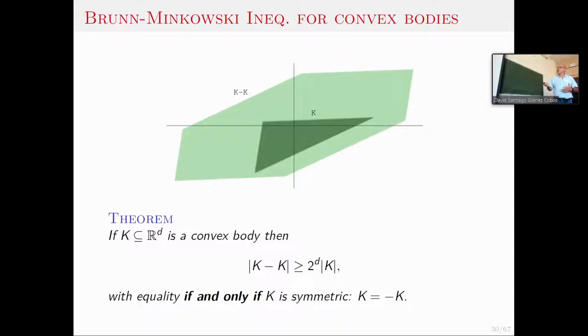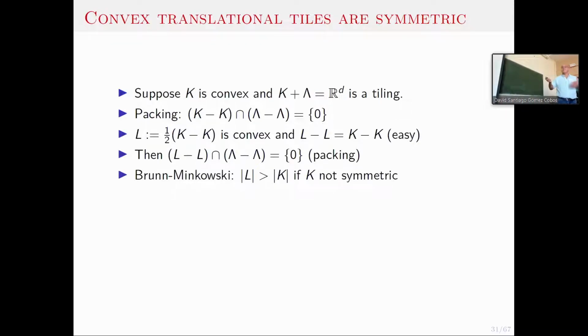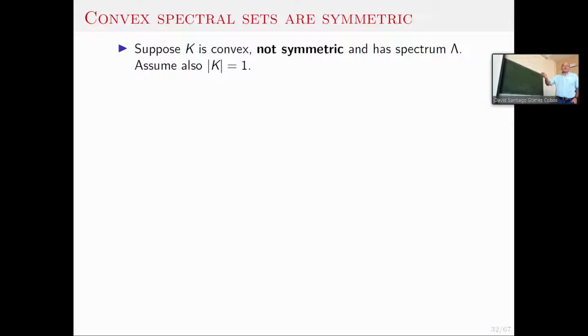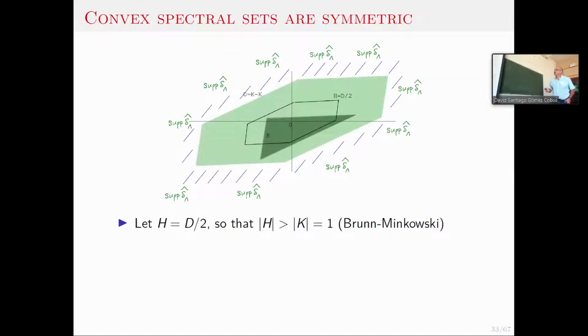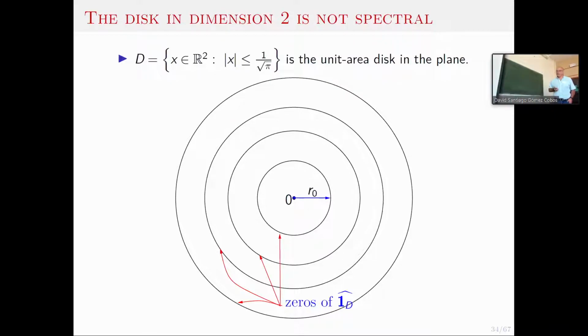So the theorem of Minkowski is this one, that convex translation tiles must be symmetric. We proved this using the Brunn-Minkowski inequality, which I described in the previous slide. And then we proceeded, again using the Brunn-Minkowski inequality, to prove that any convex spectral set is also symmetric. So a triangle is not spectral. You cannot find an orthonormal basis of exponentials for a triangle. Okay, this was our proof, more or less. And then we moved on to the disk.